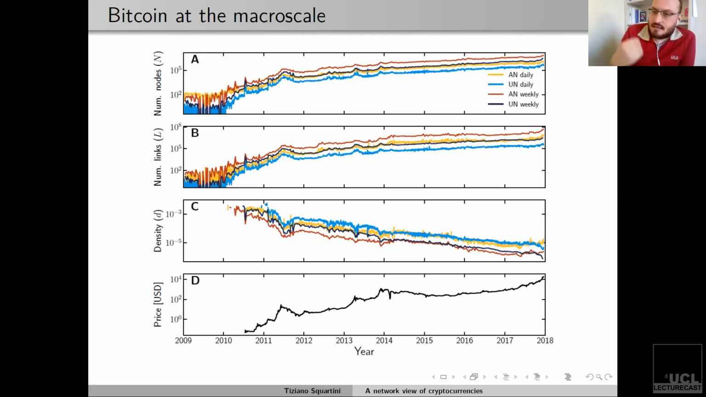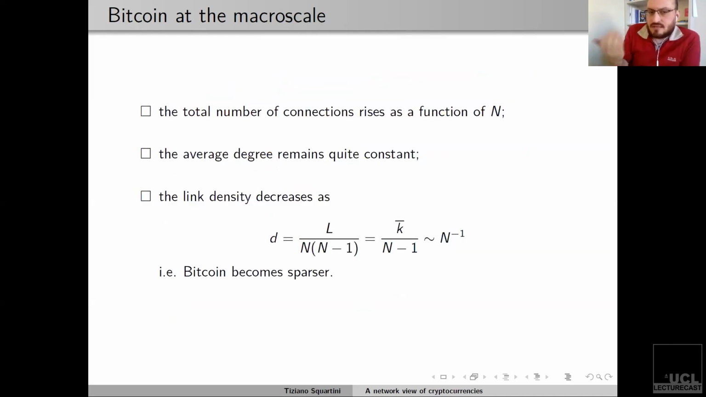And the mathematical law with which the density decreases is actually very simple. We found it to be very well described by a power law, 1/n. Since the link density is actually the average degree divided by n, this means that the average degree remains constant, or let's say bounded, throughout the Bitcoin history, which means that on average, each node has more or less the same number of connections, and it remains stable through time.